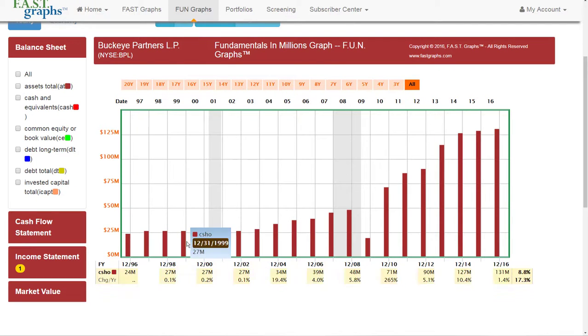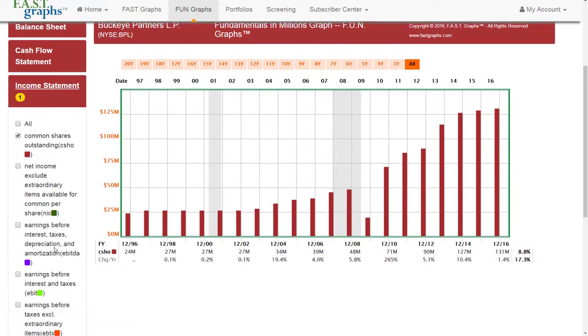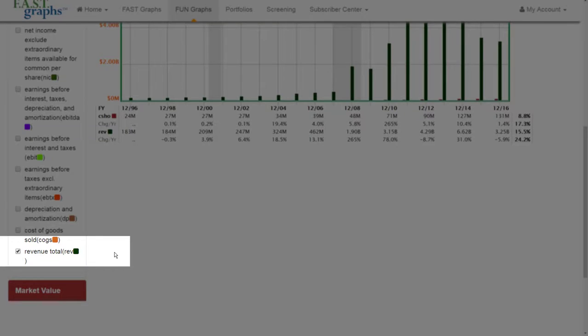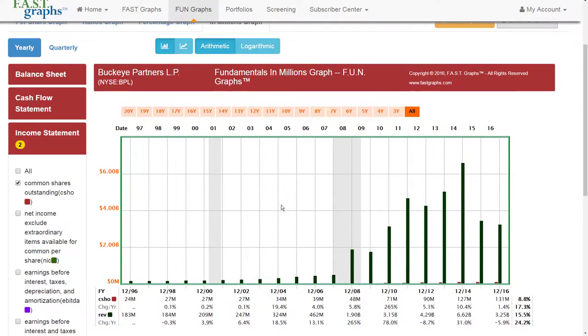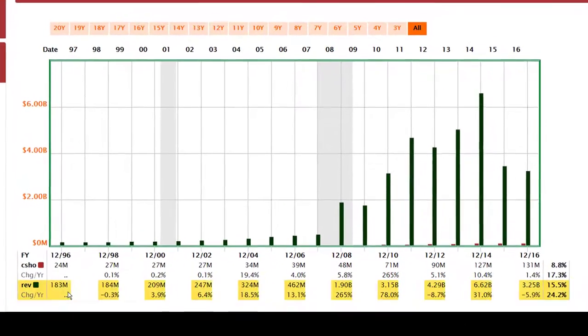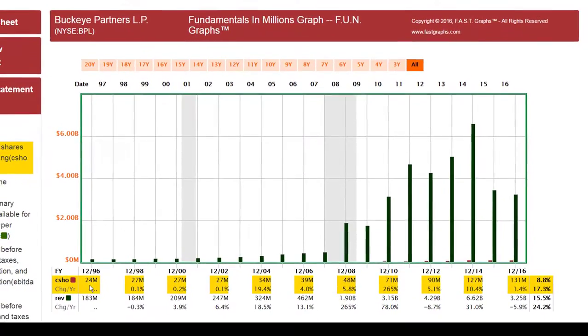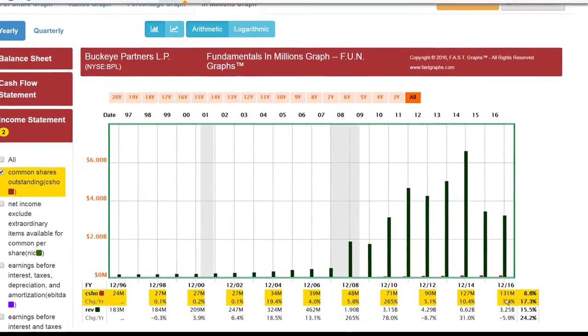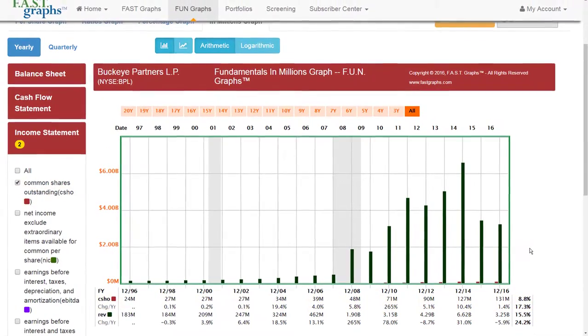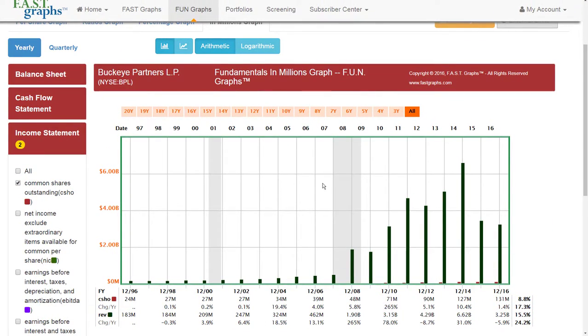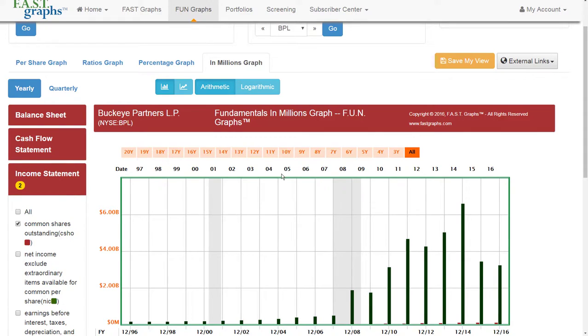However, as alarming as all this dilution might appear, it's important to recognize that these companies are constantly raising capital to make strategic investments in additional infrastructure, etc. So I'm going to add gross revenues here, not per share, but gross revenues. And as you look at Buckeye Partners here, you can see that their gross revenues went from $183 million to $3.2 billion. So therefore, going from 24 million shares outstanding to 131 million shares outstanding, even though that was very dilutive, it also provided the company the ability to generate all this significant revenue growth.